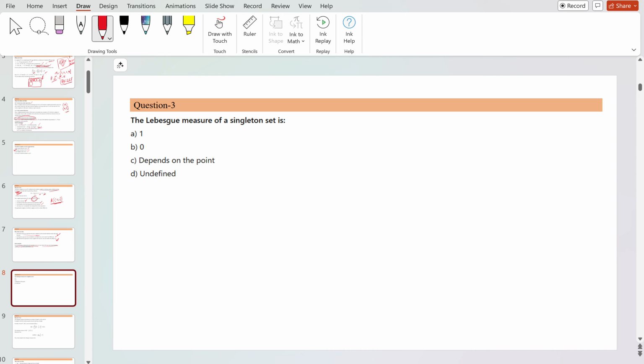Okay, this is important because the Lebesgue measure of a singleton set is a different concept. If you know that, try to solve this, and after that we will see it.